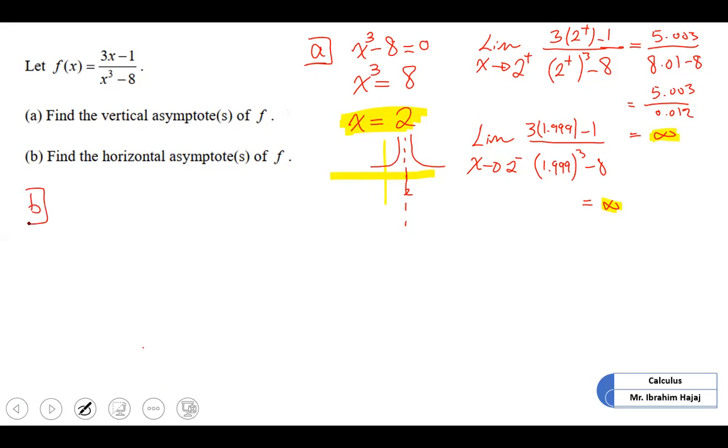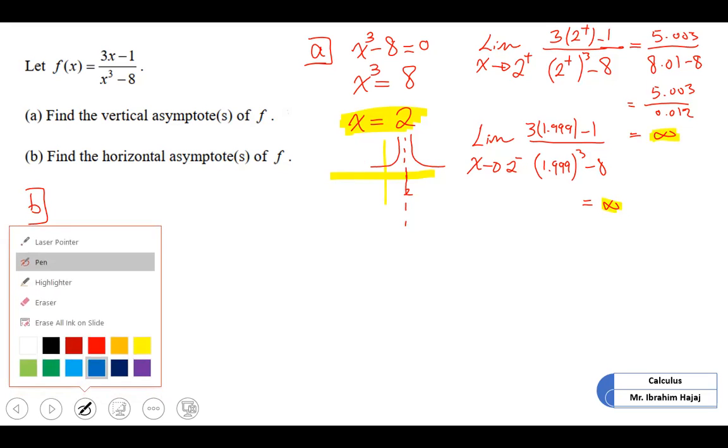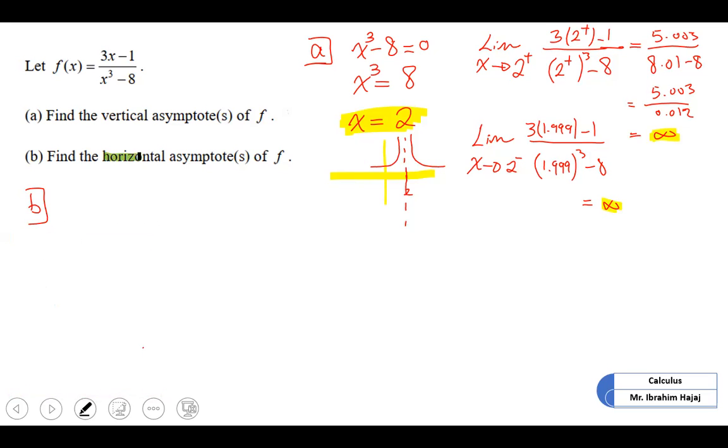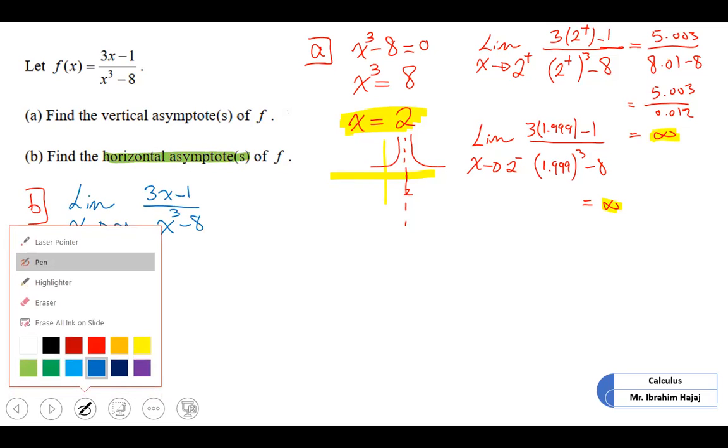To answer letter B, let's find the horizontal asymptote. Find what, guys? The horizontal asymptotes of this function. So to find the horizontal asymptotes, we have to take the limit as x approaches positive infinity of 3x minus 1 over x cubed minus 8. And now it's the limit as x approaches positive infinity. And since here the degree of the numerator, no need to write it again.